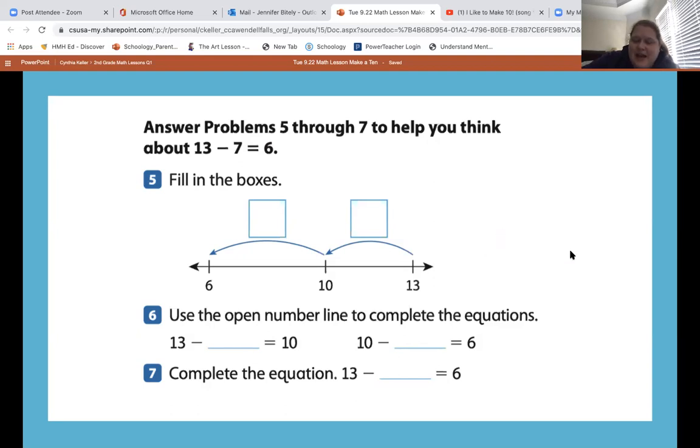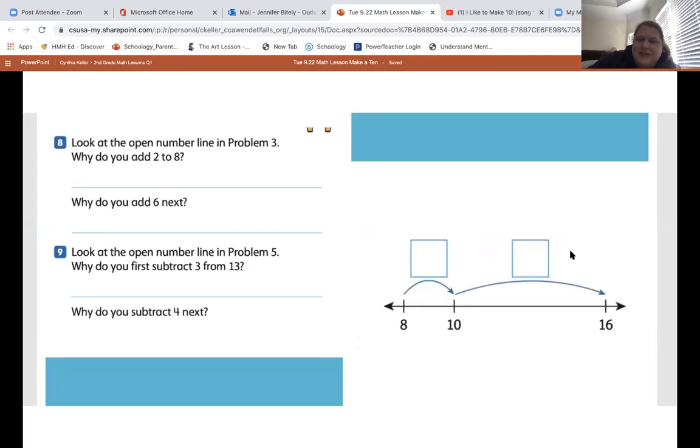Okay, friends, we're back. And you've gone over that one with your teacher. So let's look at this. 8 and 9. We're going to look at 8 and 9 and 10, okay? So 8, look at the open number line in problem 3. Why did you add 2 to 8?